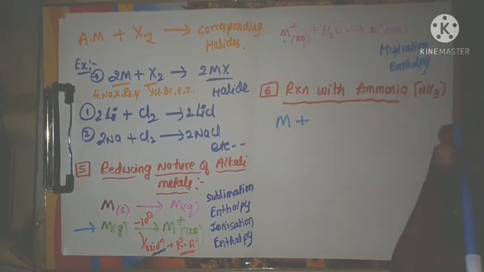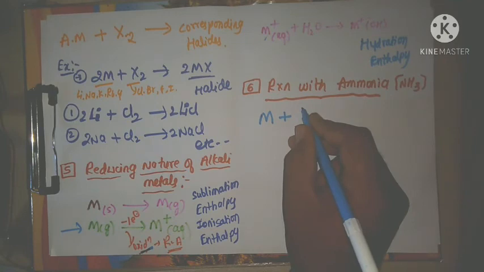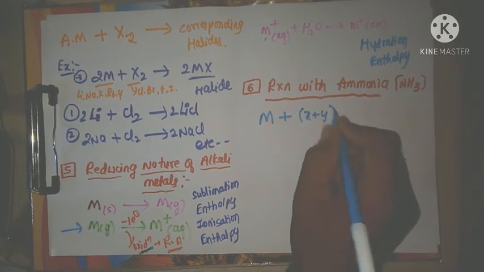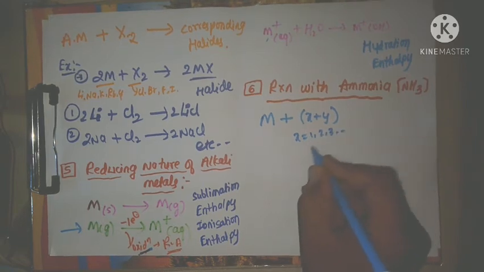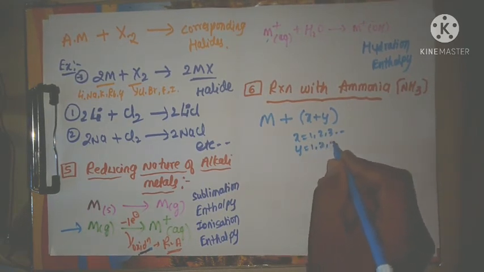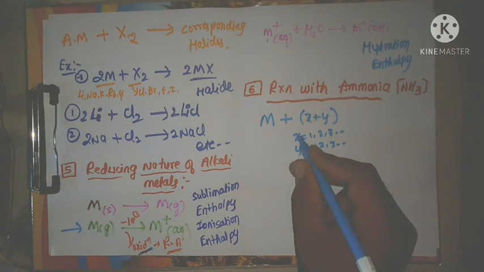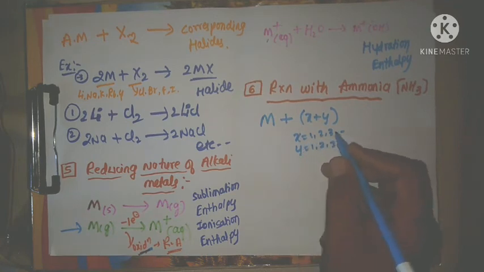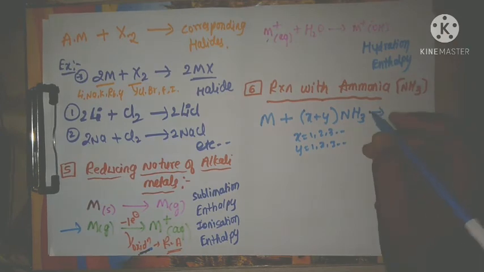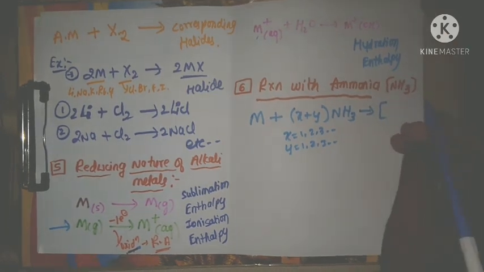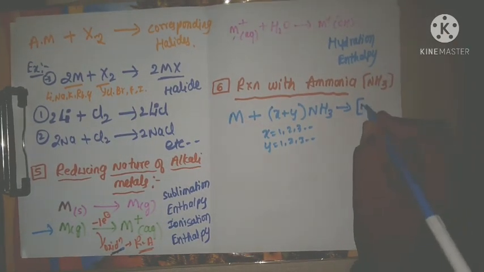Now, when this alkali metal M reacts with ammonia, X plus Y times. X means any number 1, 2, 3, etc. Y also any number 1, 2, 3, etc. Sometimes X and Y are equal, sometimes X and Y are different. Right? X plus Y times of NH3 gives rise to, just check here, two products.